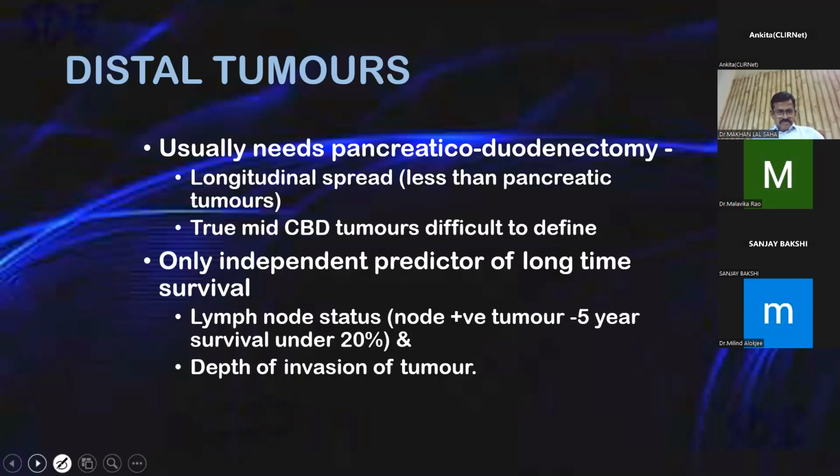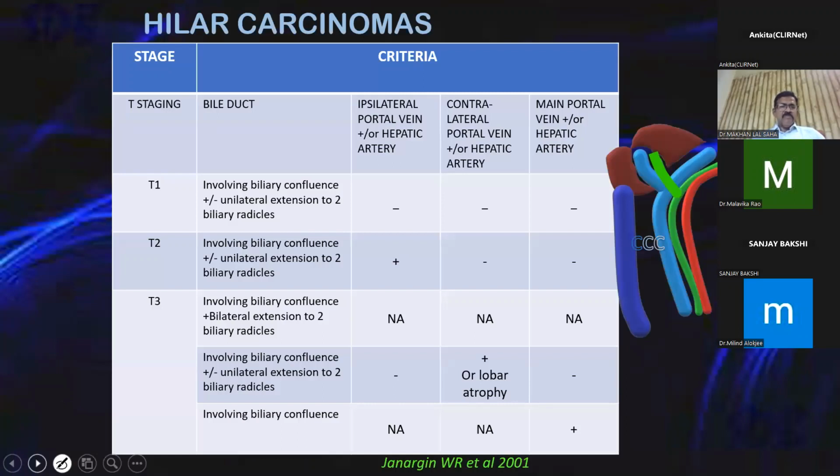So this is from Jarnagin, quite a famous hepatopancreatobiliary surgeon from the US, and that was the staging. T1 is involving the biliary confluence with or without unilateral extension to the second-order biliary radicals, with no involvement of the portal or hepatic vein either way. T2 is involving the biliary confluence and unilateral extension to biliary radicals with ipsilateral portal vein involvement, with or without hepatic artery involvement.